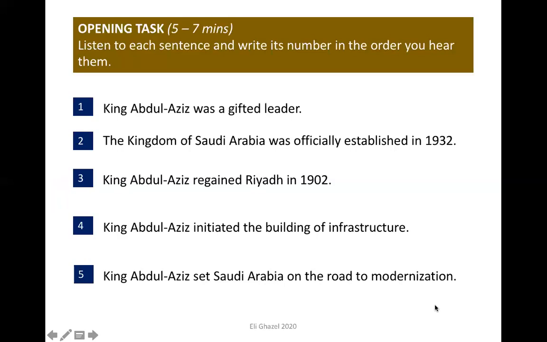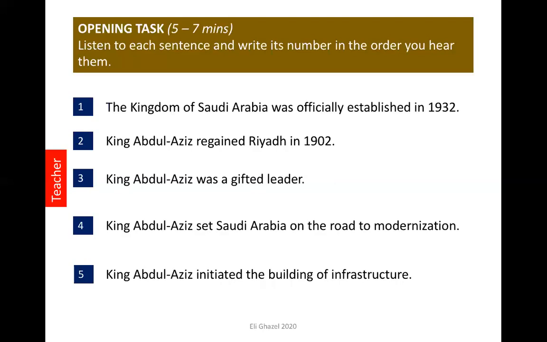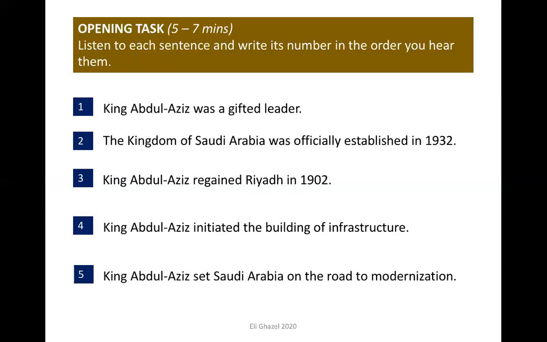What is the purpose of this? As we said before, they are unable to think in Arabic because they have to listen in English, look at the sentences in English, and write the numbers in English. That will speed up the code switching. So this is for you, the teacher, and this is what the student will see.